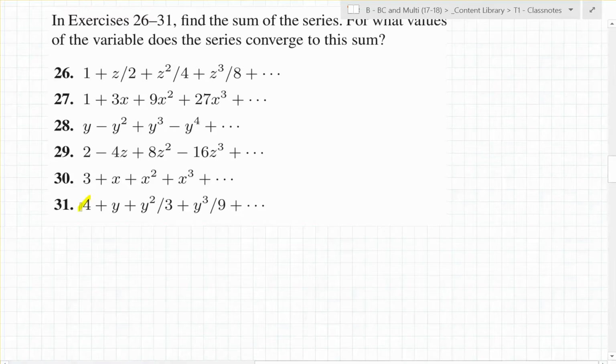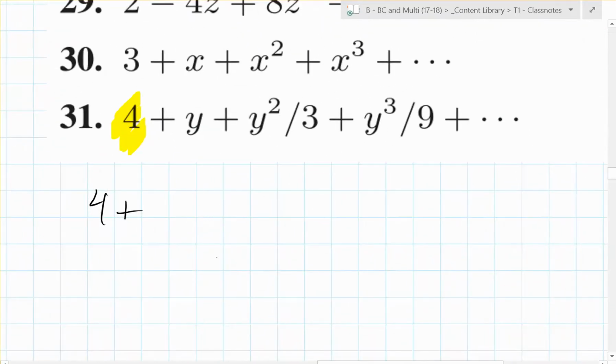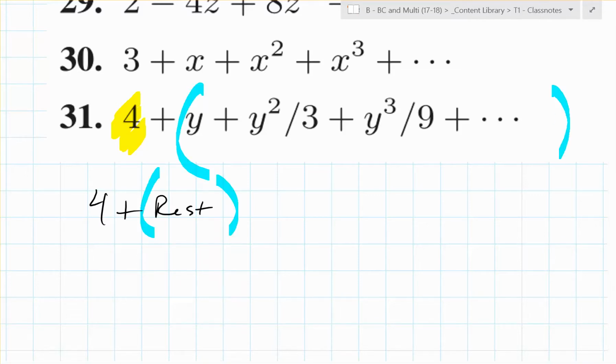It's 4, right? Which is finite, plus what? All of this. It's 4 plus all of this. So what you do is you just do 4 plus the rest. So if you were to do it that way, 4 plus the rest on this one, we're really just looking at this right here. How would you go about doing that, Xavier?